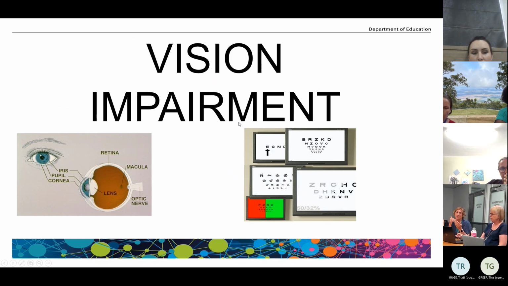Okay, we're going to move on to vision impairment. We'll come back to questions at the end. We've got time for questions at the end. So, vision impairment.